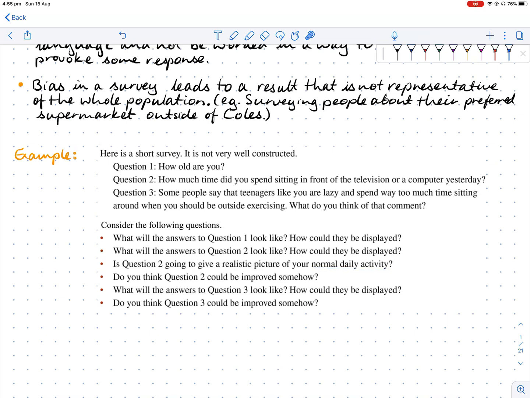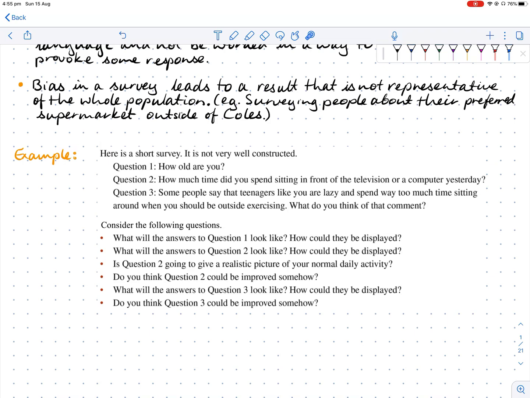Question 3: some people say that teenagers like you are lazy and spend way too much time sitting around when you should be outside exercising. What do you think of that comment? So again, what do you think these answers will look like? How can you represent these answers? So how can you display it? And is there any way that we could improve that question? So these are just things to think about.